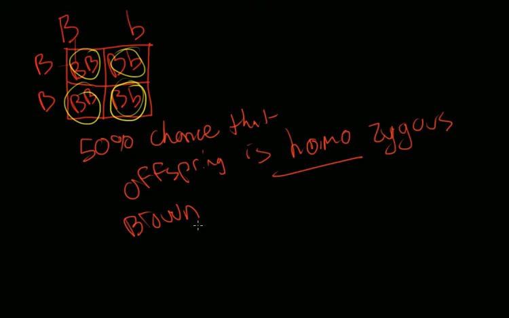Because every single one of these has the dominant brown allele. So they're all going to express brown no matter what, because it dominates over the small blue. But it's a 50% chance that the offspring will be homozygous brown, meaning big B, big B. And then, of course, a 50% chance it'll be heterozygous brown, big B, little b. So now we'll move into something a little more complicated. Still a monohybrid cross, but using sex-linked traits.